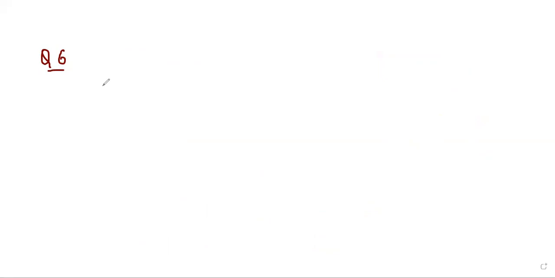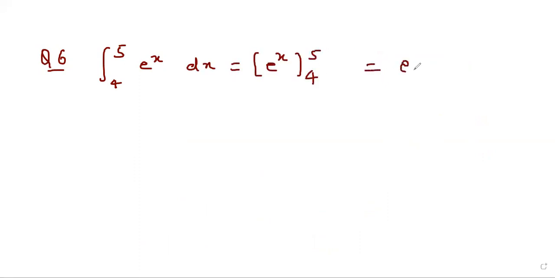Question number 6 is integration from 4 to 5 e power x dx. It will become e power x, 4 to 5, that is e power 5 minus e power 4. We can take out e power 4, then e minus 1 will be left, which is our answer. Let's go to question number 7.